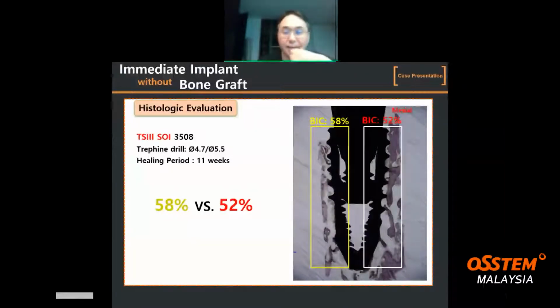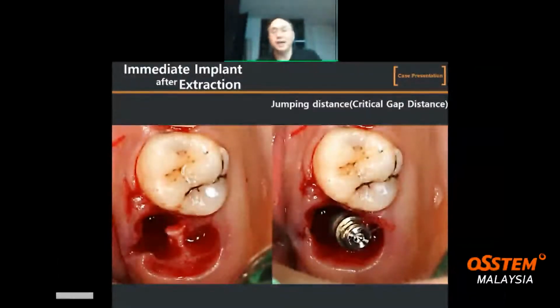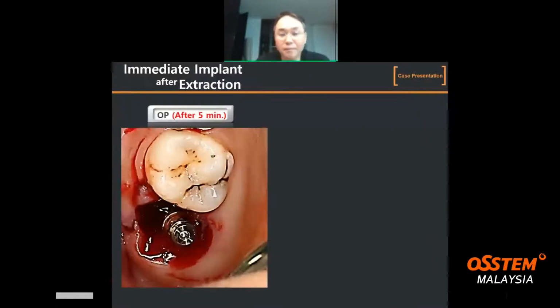So I think based on this histologic evaluation, I might conclude like this. After placing a hydrophilic surface implant immediately, we can skip the bone grafting procedure only if you can see the blood clot stabilization like this.